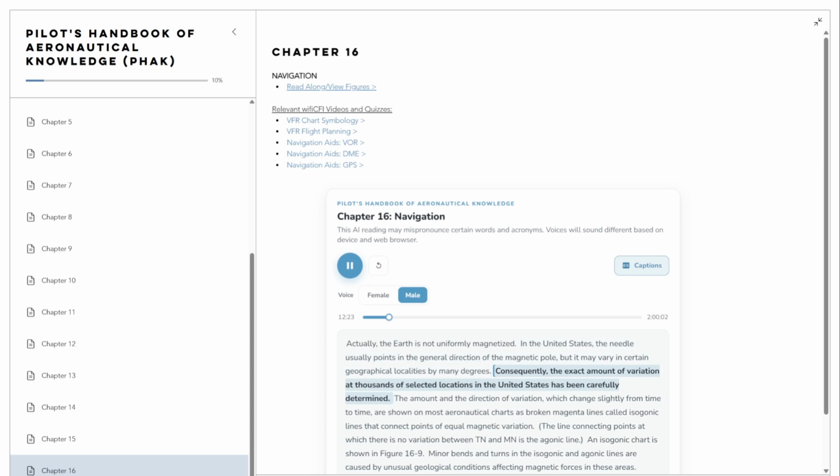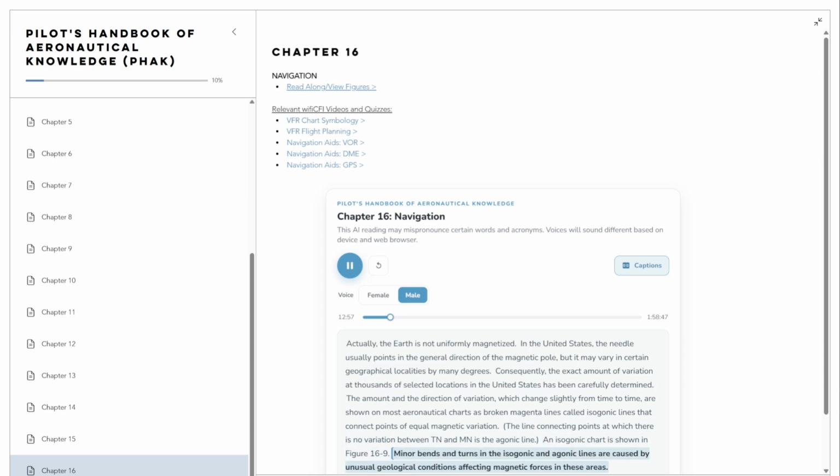Consequently, the exact amount of variation at thousands of selected locations in the United States has been carefully determined. The amount and the direction of variation, which change slightly from time to time, are shown on most aeronautical charts as broken magenta lines called isogonic lines that connect points of equal magnetic variation. The line connecting points at which there is no variation between Tn and Mn is the agonic line. An isogonic chart is shown in figure 16-9.